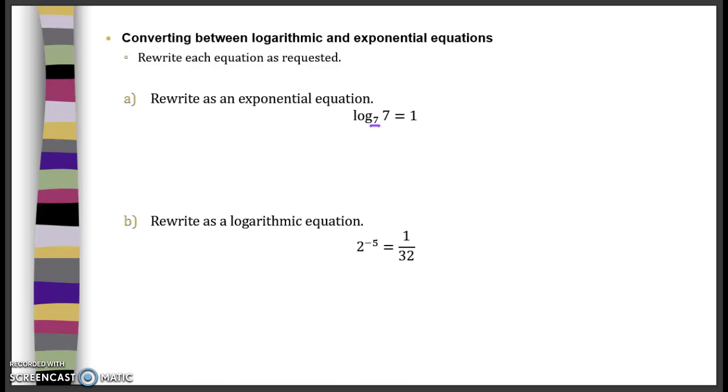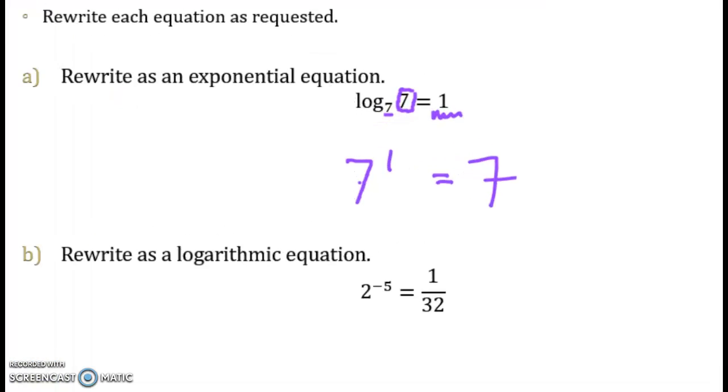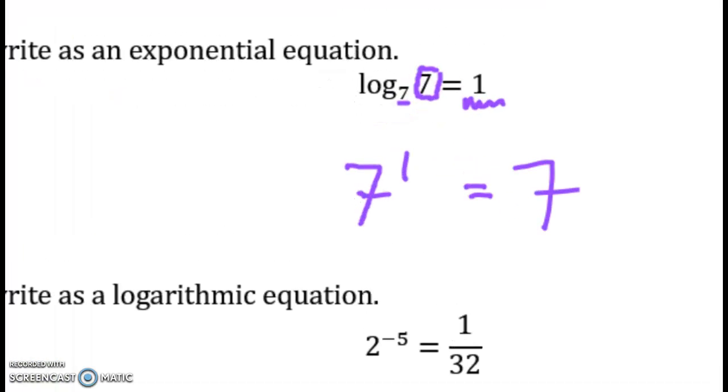So our base is 7, which means in exponential form, that is my base. And remember, logarithmic form is saying my base raised to what power equals my argument. So here's my base, here's my argument. It's got to equal that argument, and then it's got to be raised to the 1 power. My base does. Now, let's get that on there.